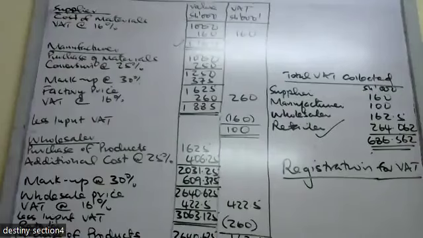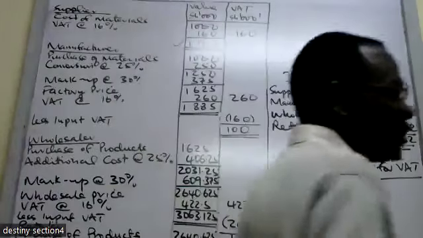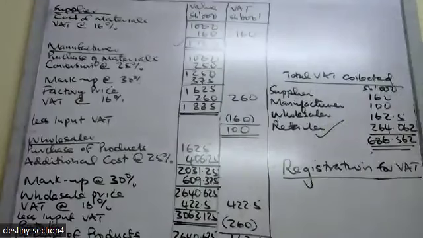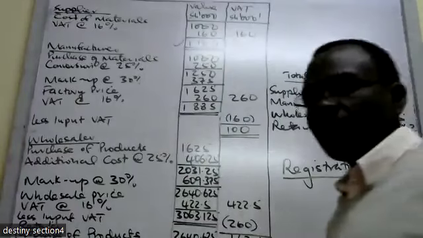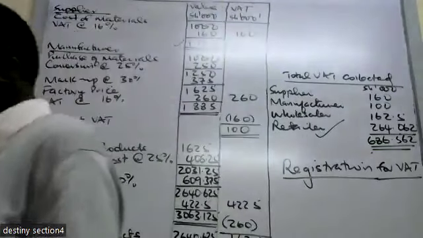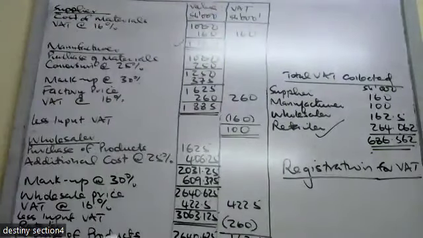Compulsory registration applies to any person who in the course of his business has supplied taxable goods or services, the value of which is 5 million shillings or more in a period of 12 months.